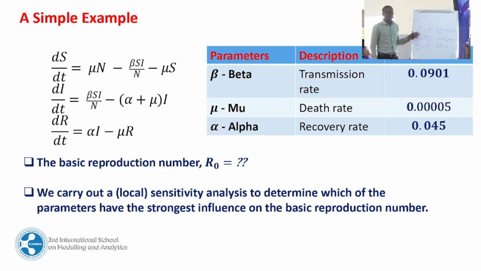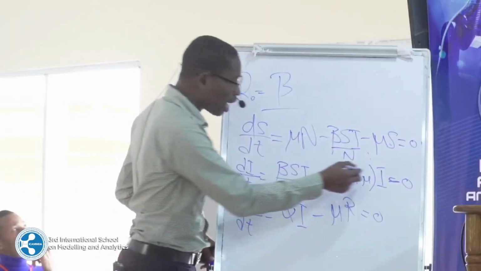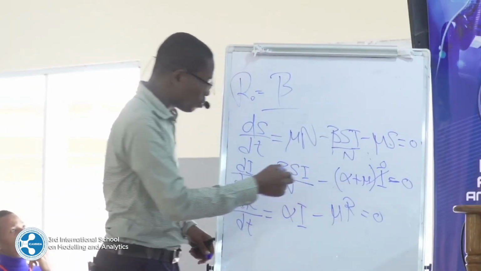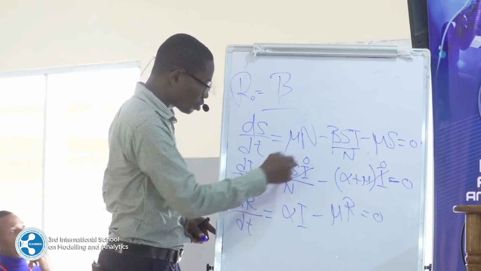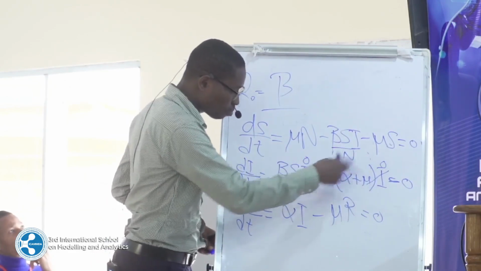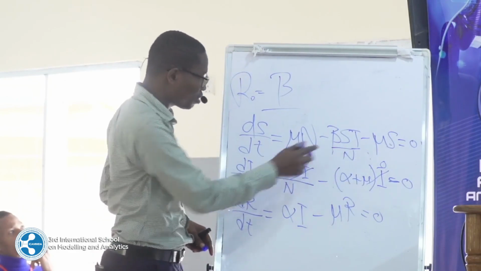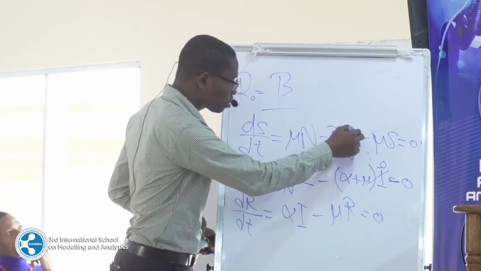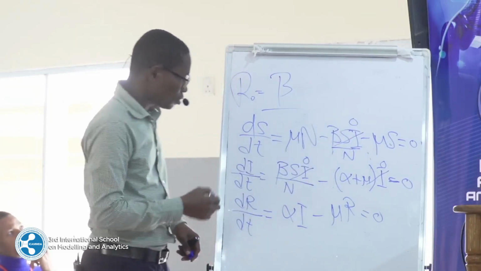So to obtain our disease-free equilibrium, where there's no disease in the population, we equate the right-hand side of these equations to 0. And then we also set I to 0. So if we set I to 0, this term blows out, this one also, so everywhere I appears it becomes 0.